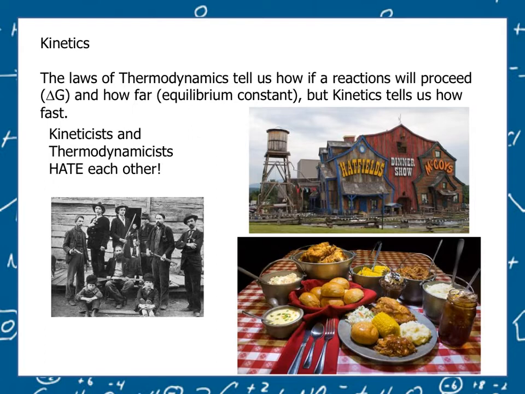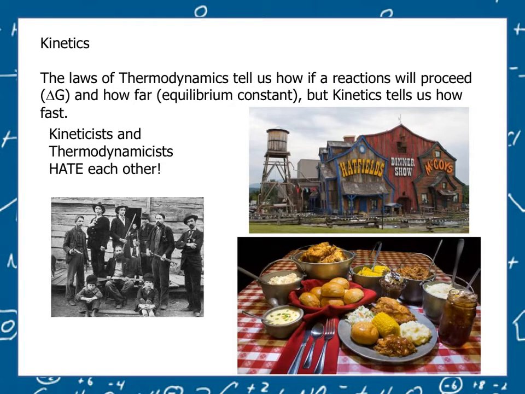At any rate, we're going to go on to kinetics. We've already talked about thermodynamics. It's important because it tells us if a reaction is possible. Does it have a negative or a positive delta G? And it tells us how far the reaction goes based on the equilibrium constant. Does it go all the way to products? Does it barely go anywhere? Kinetics, on the other hand, tells us how fast.